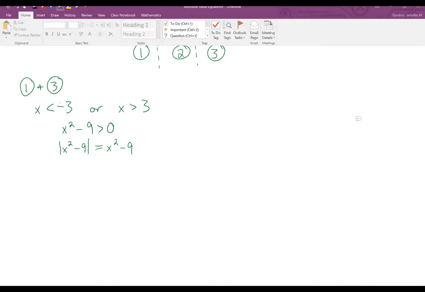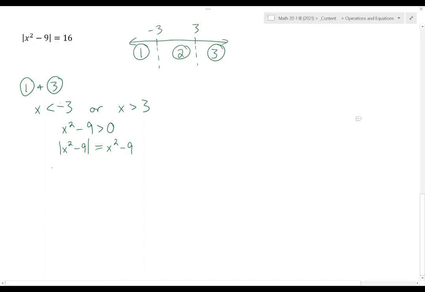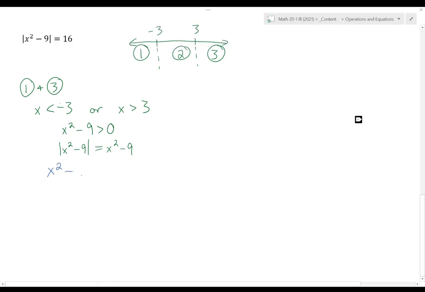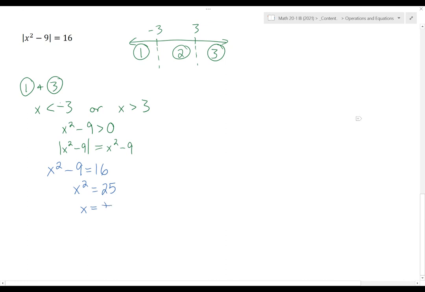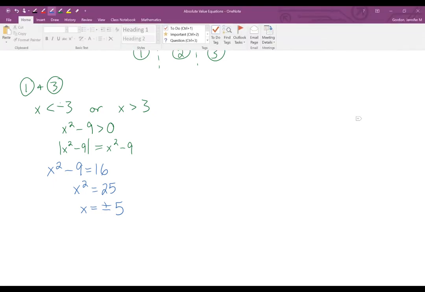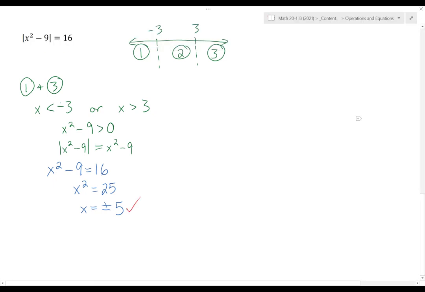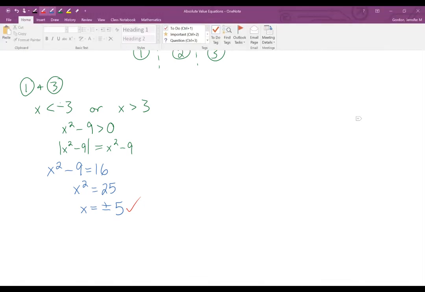So for both case 1 and case 3, the equation we're solving is x squared minus 9 equals 16, which means x squared equals 25, which means x equals positive or -5. Positive 5 is greater than 3, -5 is less than -3, so both of these solutions are acceptable. It's the second case that's different.